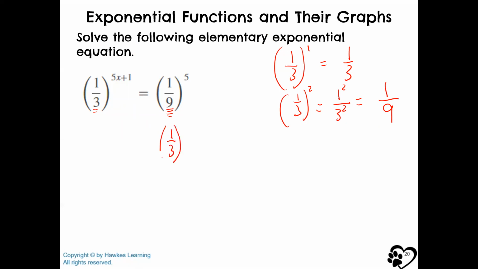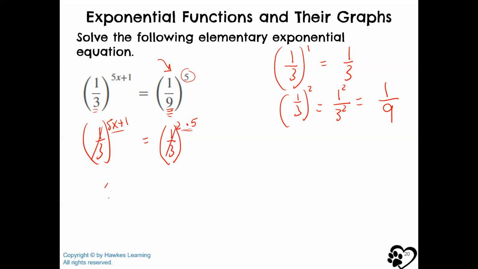So I would rewrite 1/9 as 1/3 squared, and now I need times 5. Right? 1/3 squared is 1/9, and this says 1/9 to the 5th power. So I'm going to have to multiply those powers. So now that my bases are the same, I get to drop them.